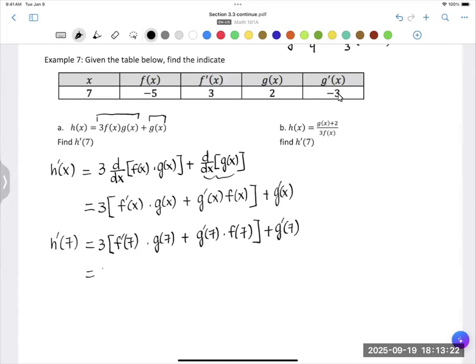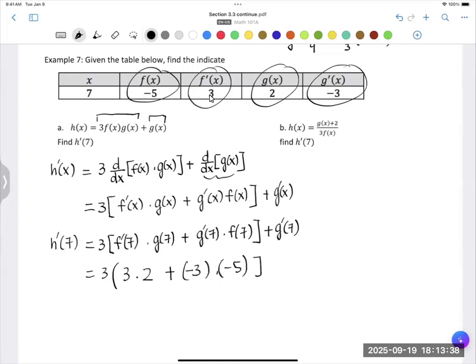So all we have to do is put in our values. f prime of 7 is 3, times g of 7 is 2, plus g prime of 7 is -3, times f of 7 is -5, plus g prime of 7 is -3.